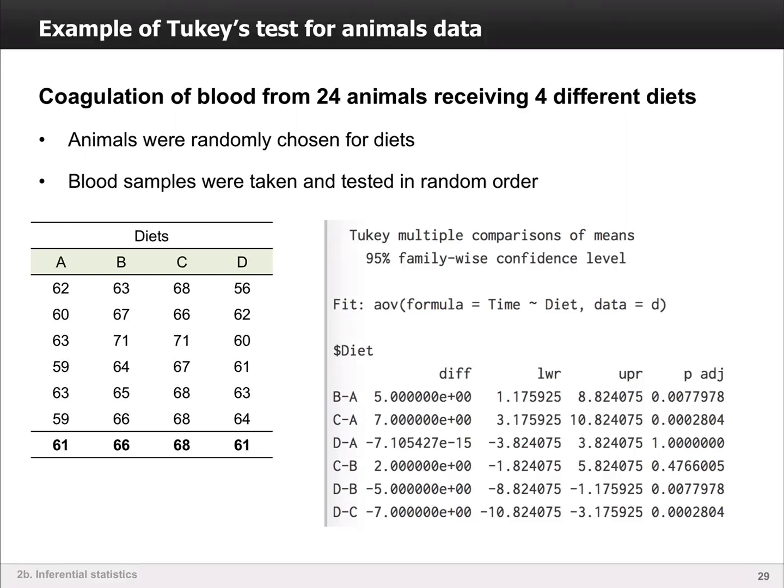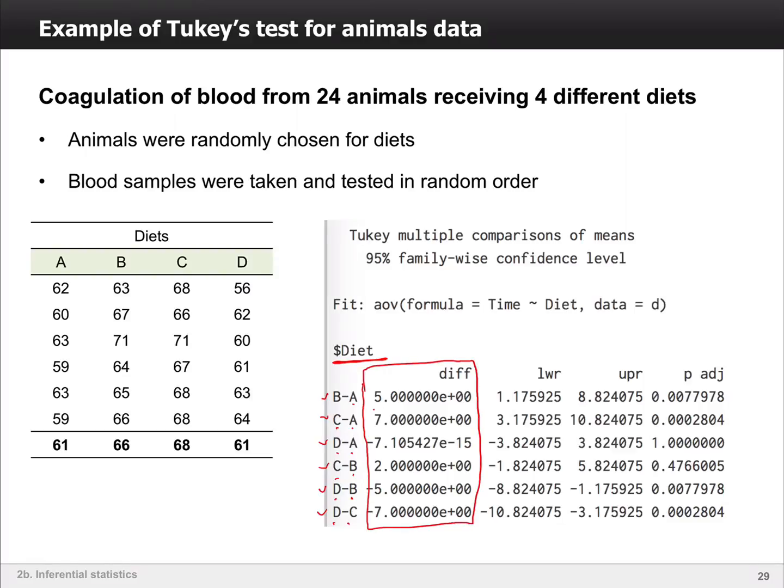First of all, you can see that these are the results for diet. It's our grouping factor. And then these are all possible groups. So in this case, I'll just take all possible pairs. For example, it compares B with A, C with A, D with A, C with B, D with B, and D with C. The first column is called the difference. This is the difference you observe in your sample.